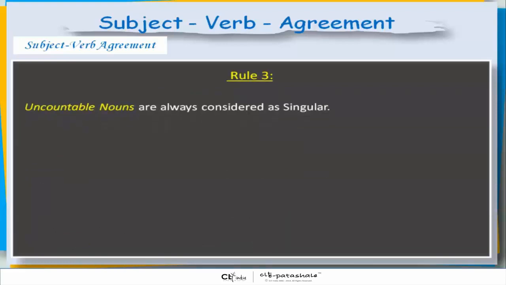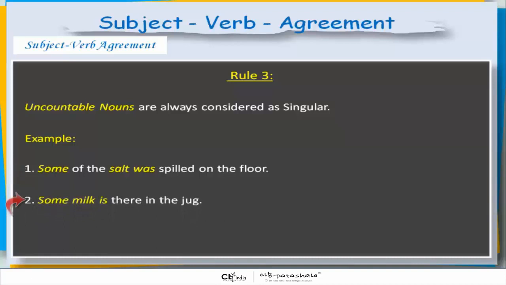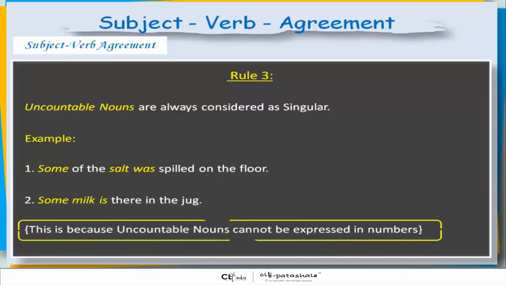Rule 3 says that uncountable nouns are always considered as singular. Example: Some of the salt was spilled on the floor. Some milk is there in the jug. This is because uncountable nouns cannot be expressed with numbers.